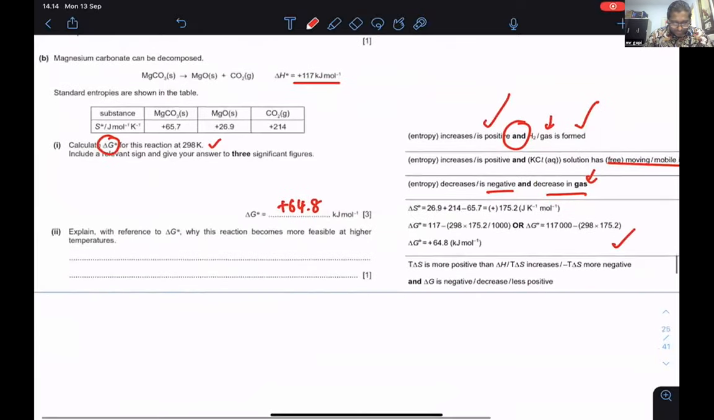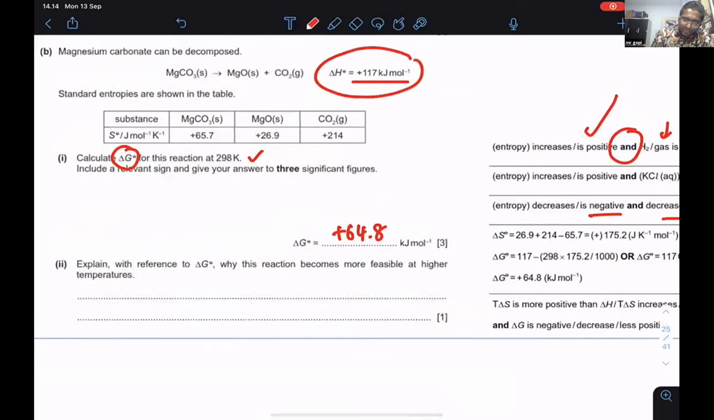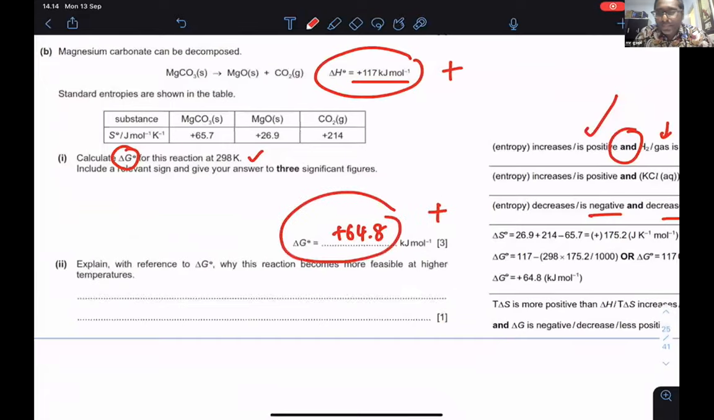Now, I'm more interested in part two. Explain with reference to Gibbs free energy why this reaction becomes more feasible at higher temperature. Please recall the concept of quadrant that I taught you. Can you see here? This is positive, and this is positive. Same signs are difficult. But I told you, positive and positive, think positive.